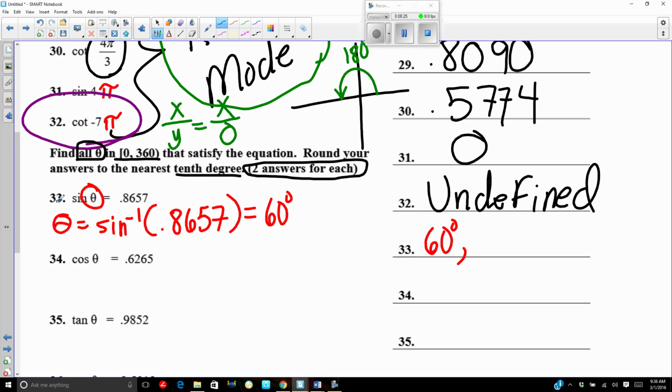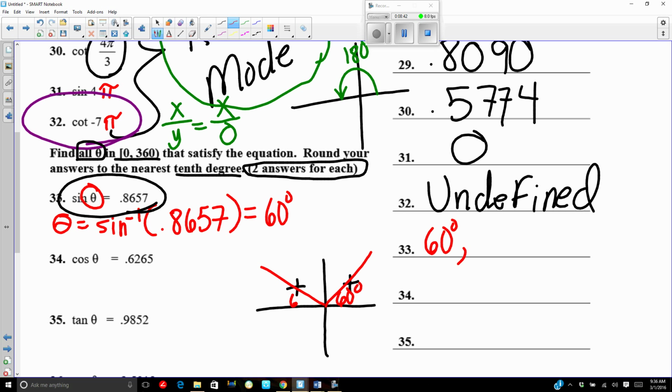So notice we're working with the sine trig function, and it gives us a positive answer. We know sine is positive in this quadrant and this quadrant. So we already found the 60-degree angle in this quadrant. We need to find the 60-degree angle in this quadrant. And that angle right there is just 180 minus 60, which gives us 120 degrees.